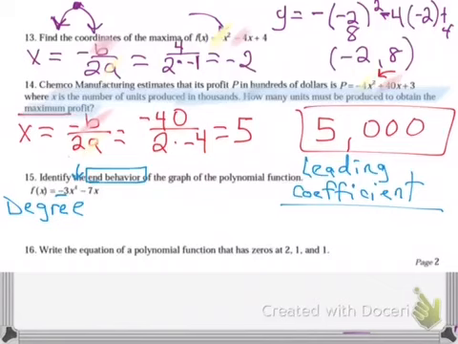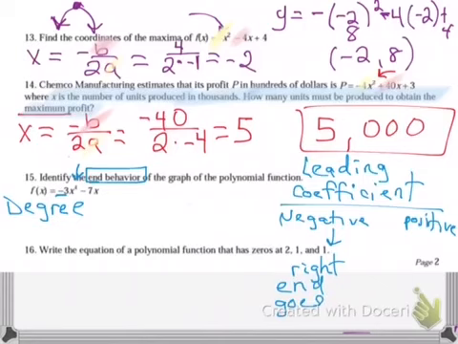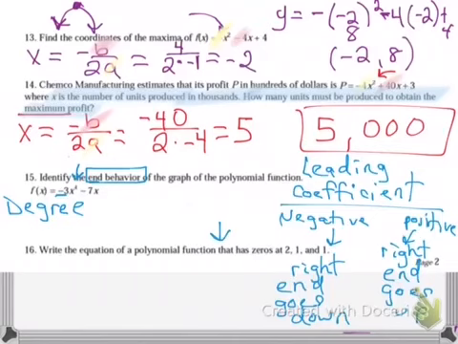There's two things they can tell you. If your leading coefficient is negative, or if it's positive. If it's negative, your right end goes down. If it's positive, your right end goes up. So when we look at our leading coefficient, which in our case is negative 3, negative tells me my right end behavior goes down.